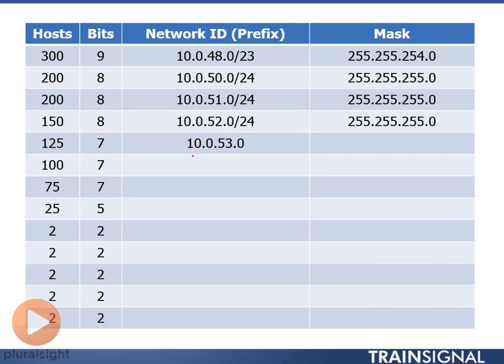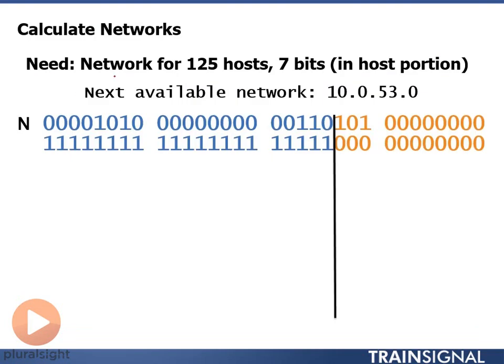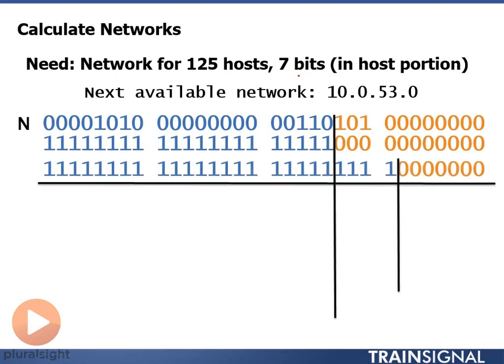Next available address, 10.0.53.0. This time, though, we have a different number of host requirements. So now we need a network for 125 hosts. To get that, we need 7 bits in our host portion. So we take our next available network. We find out what our new mask is. This time, we're counting off 7 bits here in our host portion.